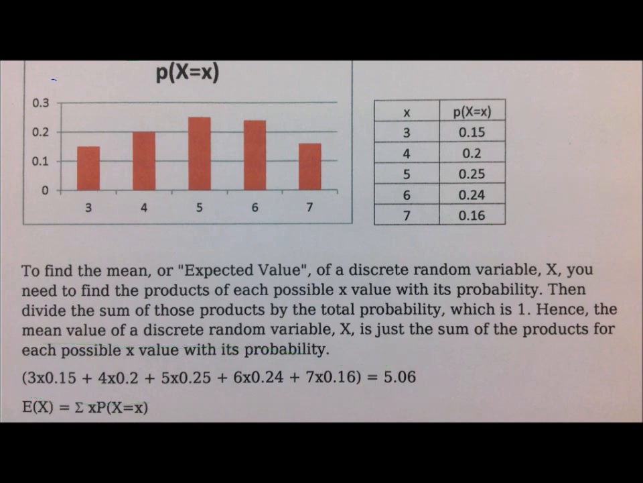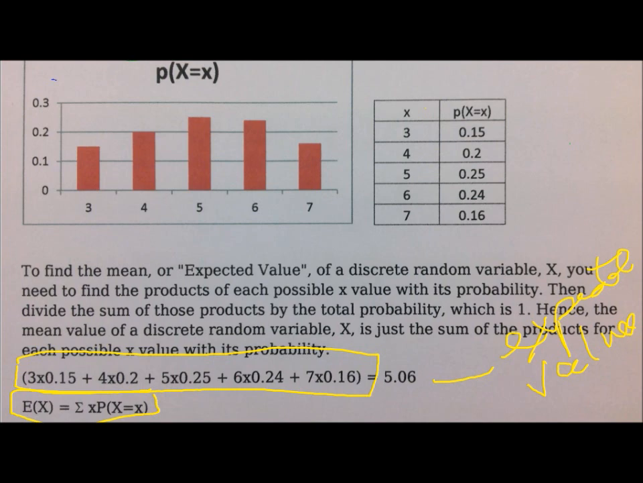So to summarize, if you were to find the mean or the expected value of a discrete random variable, all you need to calculate are the products of each x value with its probability, and if you pair up each of these and sum those products, you will get your expected value that you were required to do.